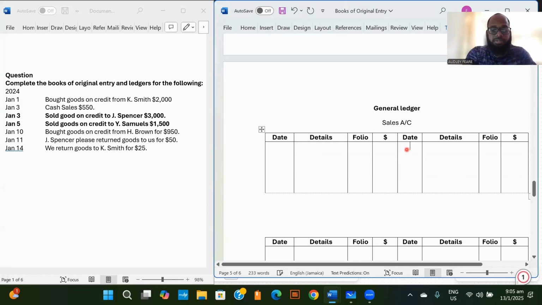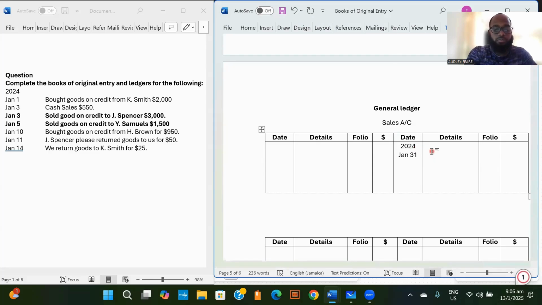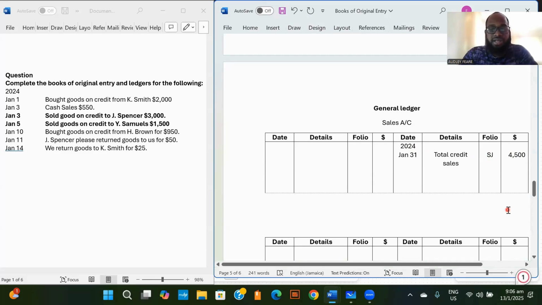All right. Double entry does not change. So 2024, and the date, we put the end of the month, January 31st. And then the details, let's put total credit sales. The folio, it's coming from the sales journal. Remember where we had it? So we'll put SJ, and the total was 4,500. And that's how we do the sales journal and the ledgers.